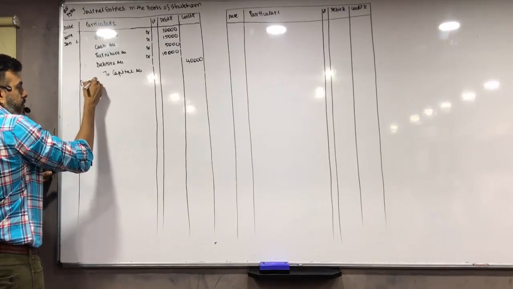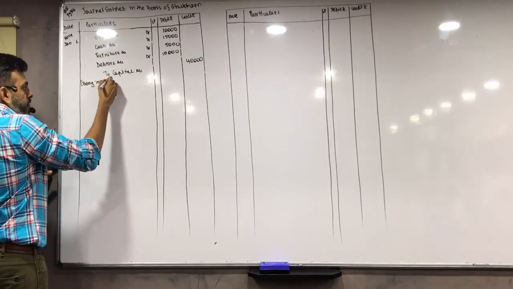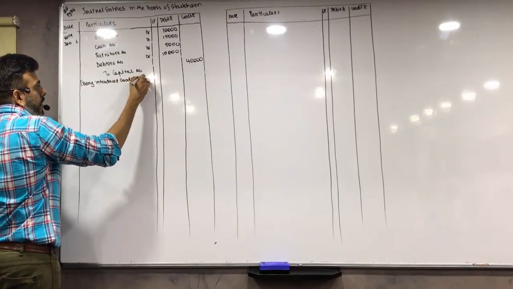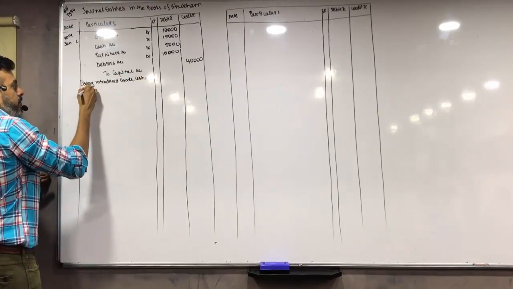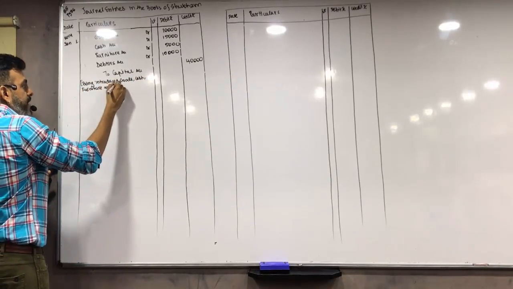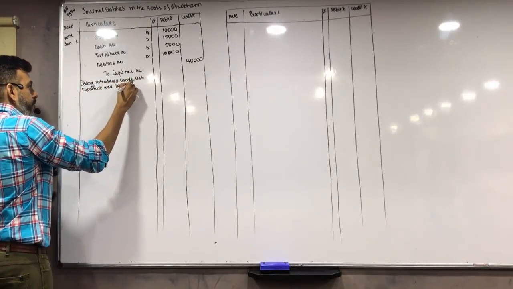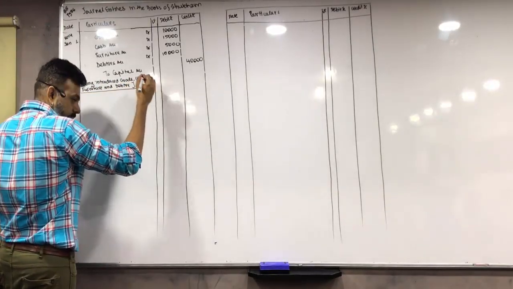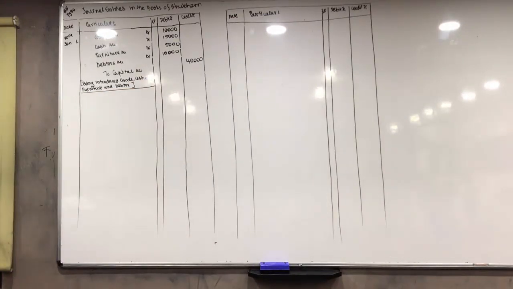We introduce goods, cash, furniture, and debtors. We pronounce it as debtors. Be silent.